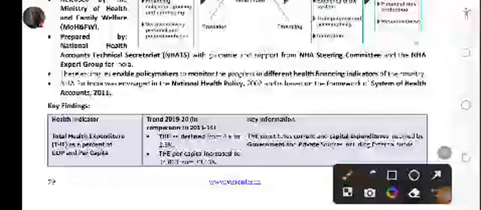These estimates enable policymakers to monitor the progress in different health financial indicators of the country. NHA for India was envisaged in the National Health Policy 2002 and is based on the framework of the System of Health Accounts 2011. Key findings: the total health expenditure as percent of GDP and per capita.